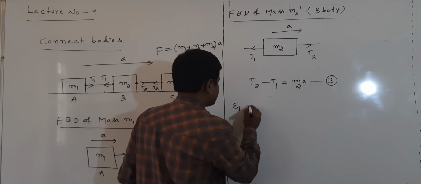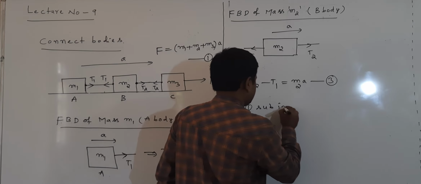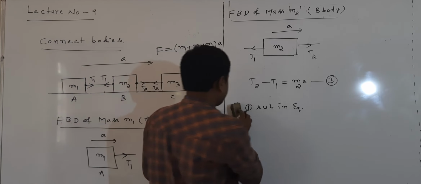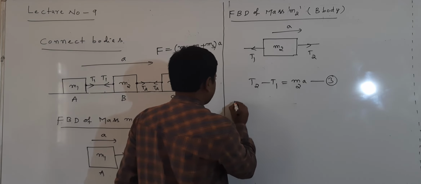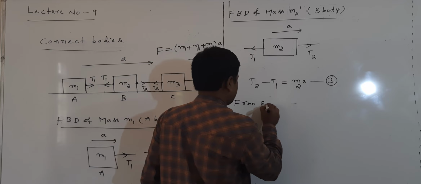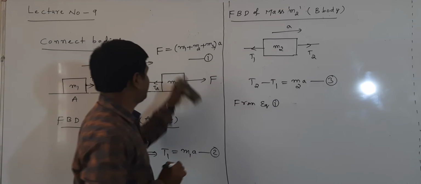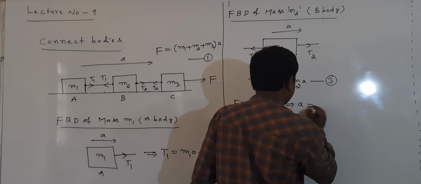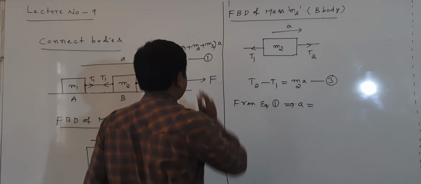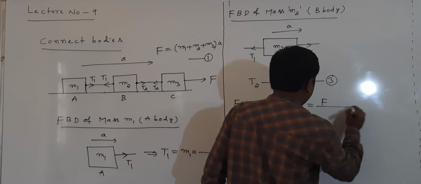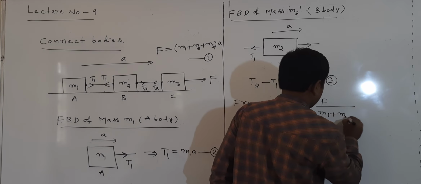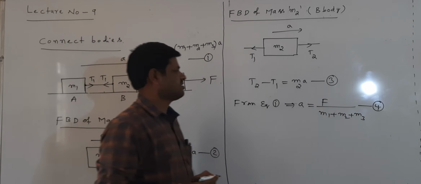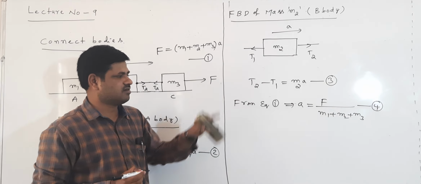From equation 1, what are we getting here? Equation 1 is already written. From equation 1 we first find the acceleration. A is equal to F by M1 plus M2 plus M3. This is given as equation number 4. This is the acceleration, which we are getting from equation 1.